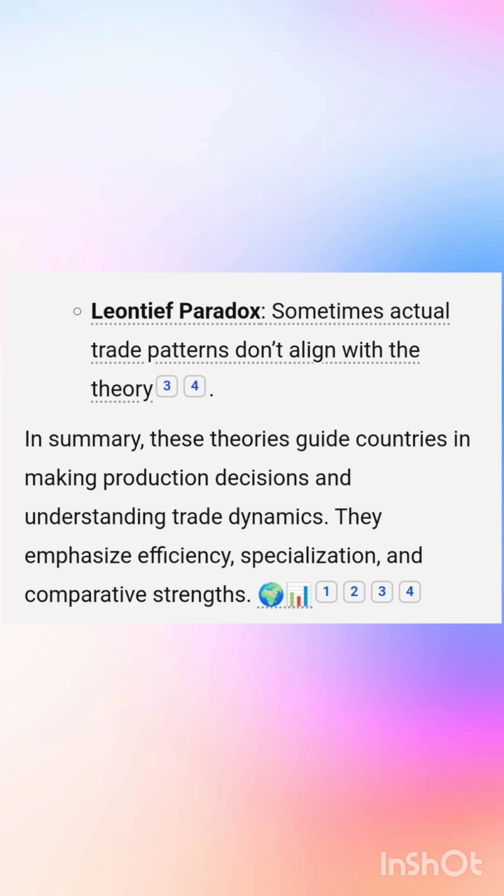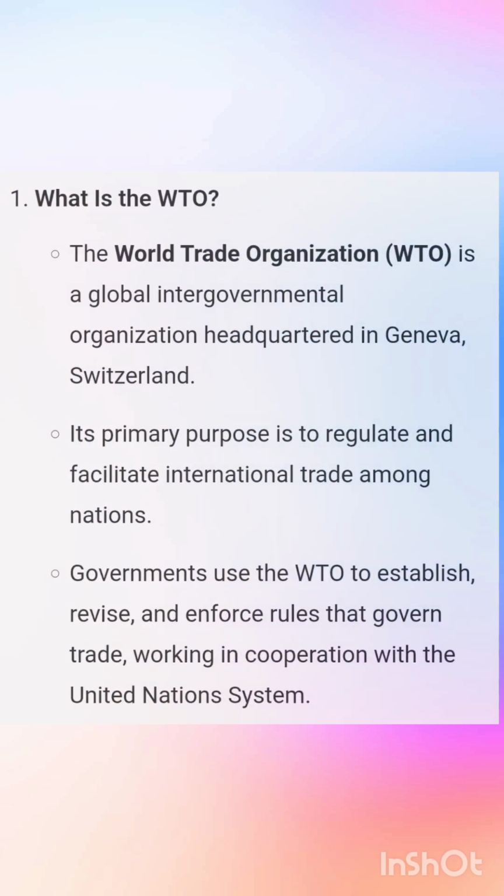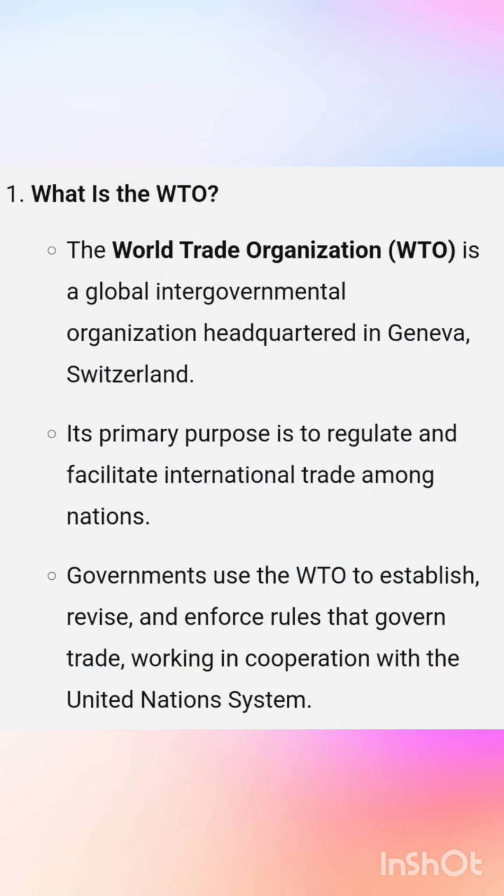In summary, these theories guide countries in making production decisions and understanding trade dynamics. They emphasize efficiency, specialization, and comparative strengths. Let's delve into the World Trade Organization, WTO, in detail, particularly from the perspective of the International Trade Policy Framework.